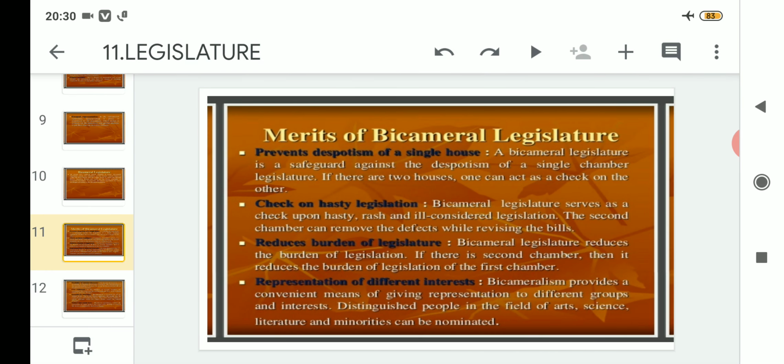In the previous class we read about the first four merits of bicameral legislature: point number 1, prevents despotism of a single house; point number 2, check on hasty legislation; number 3, reduces burden of legislature; and number 4, representation of different interests.